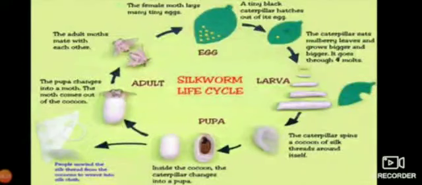Here, if you see, the female silk moth lays many tiny eggs, from 300 to 500 eggs, and then a tiny black caterpillar hatches out of its egg. The caterpillar eats mulberry leaves and grows bigger and bigger. It goes through four molts. Next is the larval stage. The caterpillar spins a cocoon of silk threads around itself. Next, inside the cocoon, the caterpillar changes into a pupa.